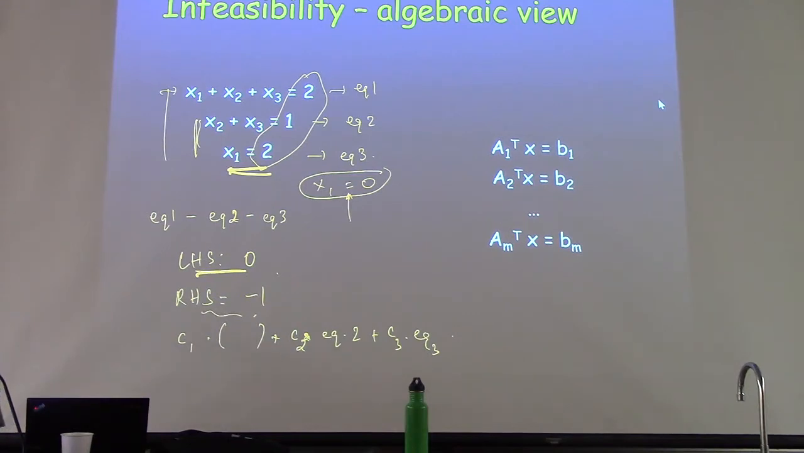So I guess you intuitively all see the picture, right? You should not be able to prove that 0 equals some constant. If you can show it, then it means that this system is infeasible. And this you can do in general. You can say, I have some A1 transpose X, where A1 is a vector. X is, let's say, an n-dimensional vector.